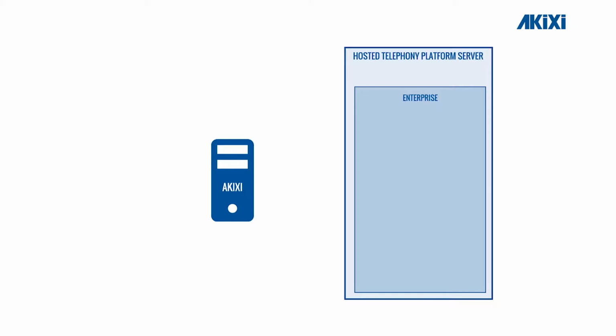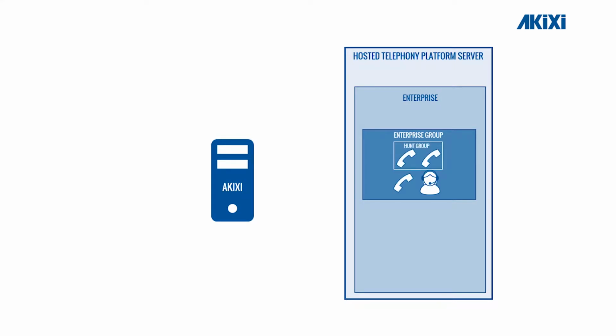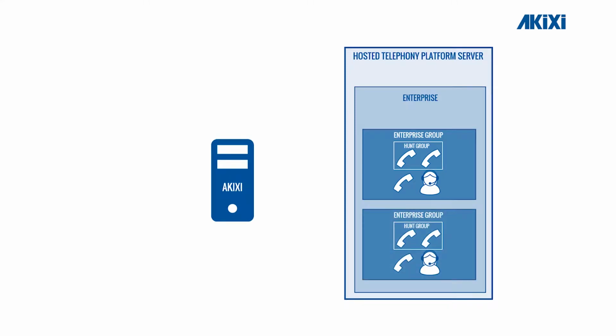Enterprises then have subcomponents called enterprise groups. An enterprise group is where the information pertaining to that end user's telephony estate would be held. And of course, it is possible to have multiple enterprise groups within a single enterprise. But for this example, to begin with, we're just going to focus on a single enterprise group.